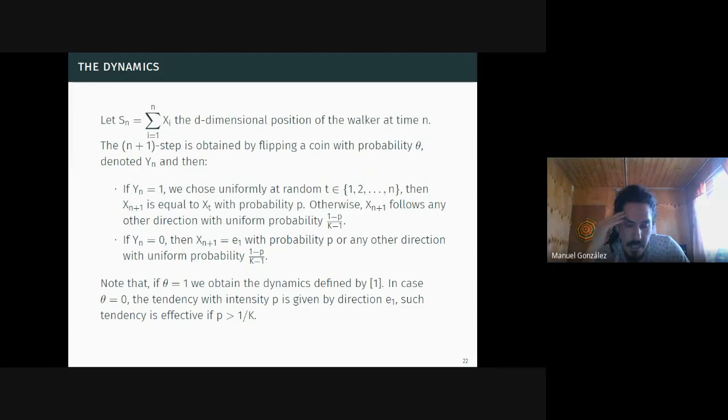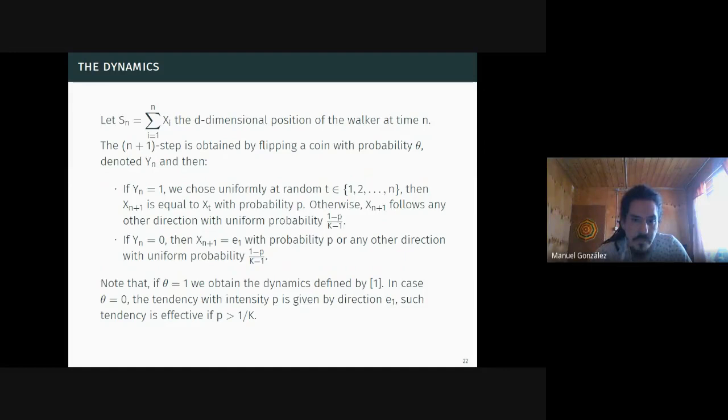Okay, then, summarizing, if the auxiliary variable is one, you look to the history, and you behave like the multidimensional elephant random walk. And if the auxiliary variable is zero, you behave independently of your path.